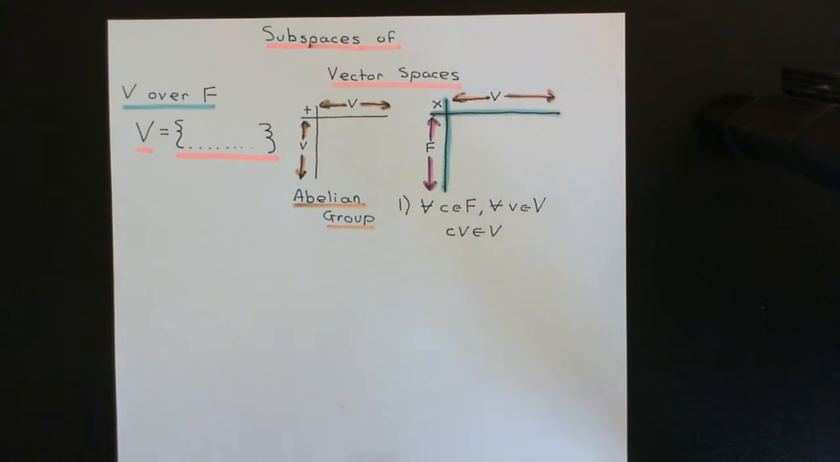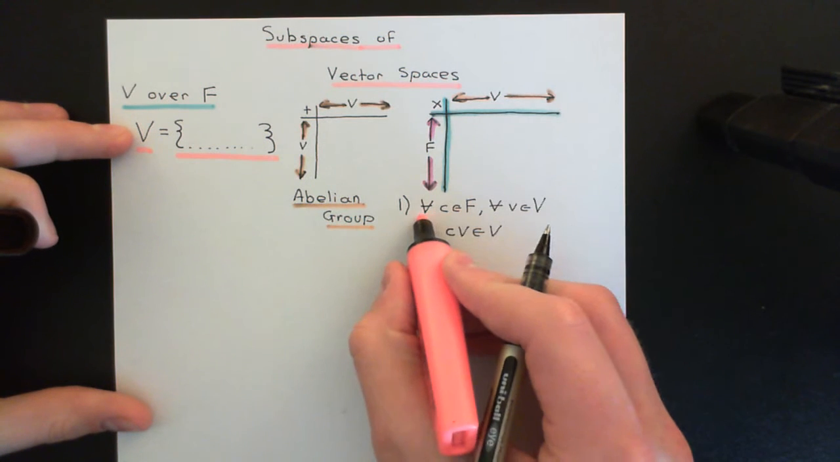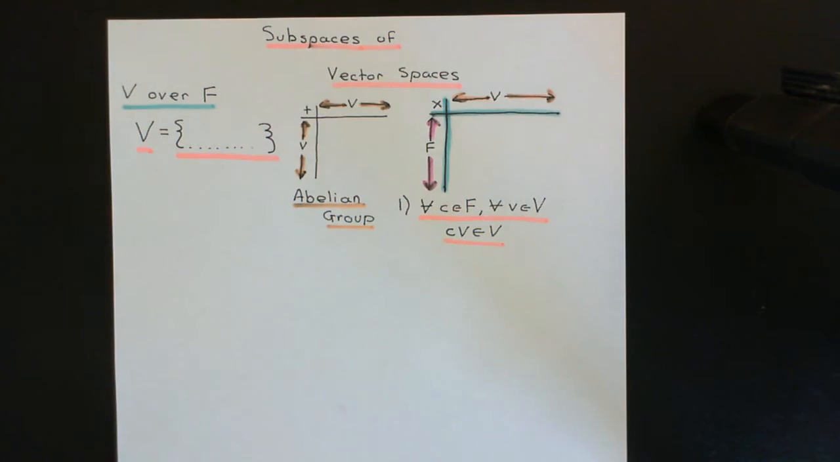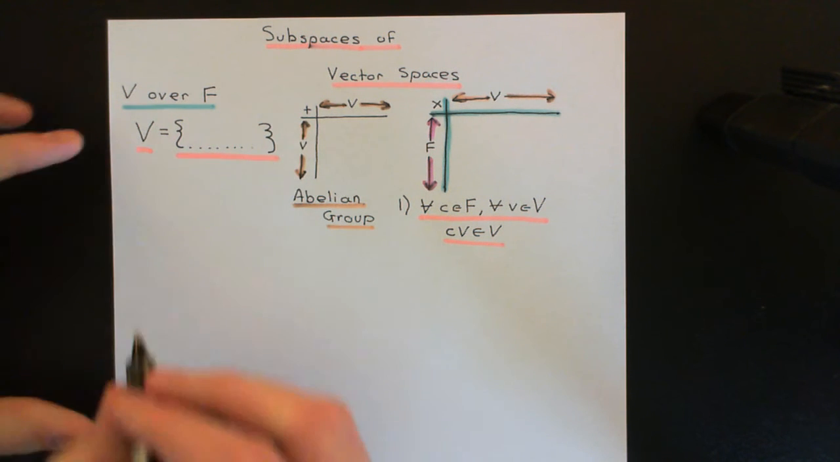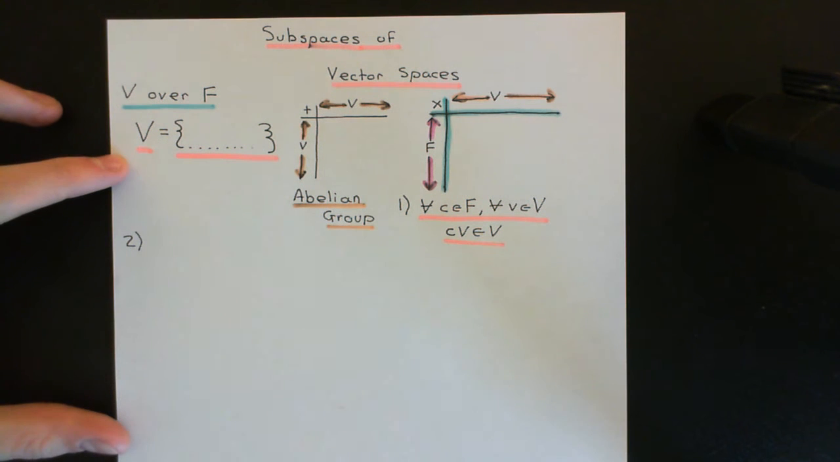Okay, so this literally just says all of the answers in this scalar multiplication composition table here must be within the vector space. You can't have them being outside of this set here. So that's closure.